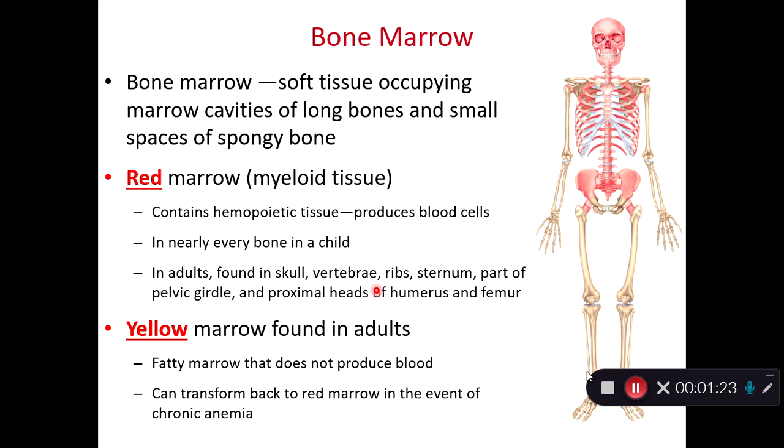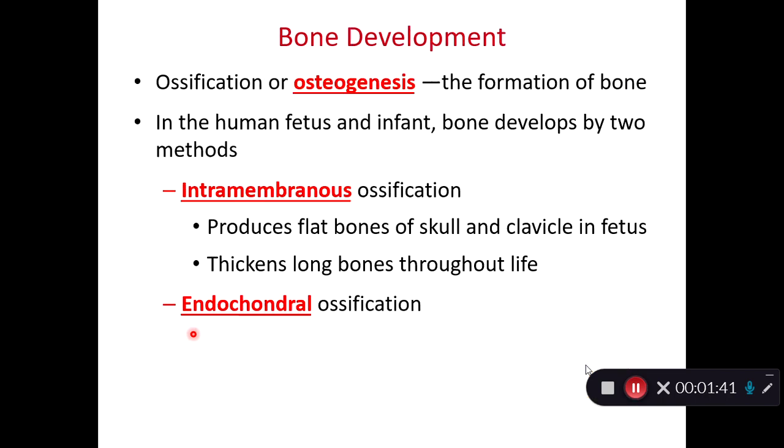This yellow bone marrow is going to fill the medullary cavities of our long bones. In the instance where we have chronic anemia or chronic low red blood cell counts, we have the option of taking this yellow bone marrow and reforming it back into red bone marrow, but that's fairly unlikely.